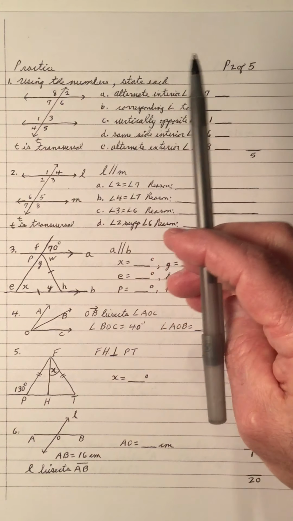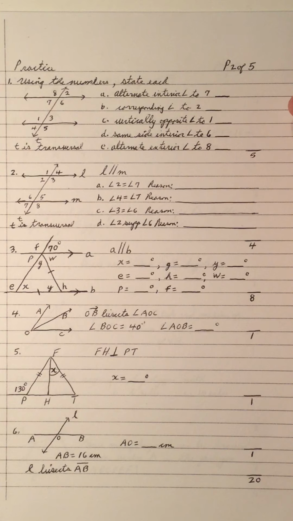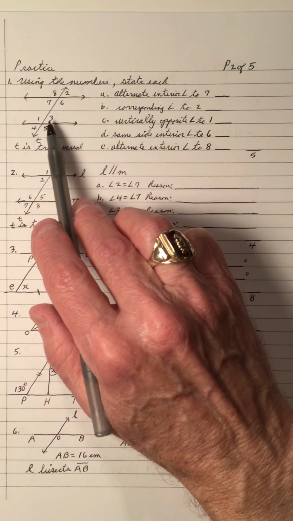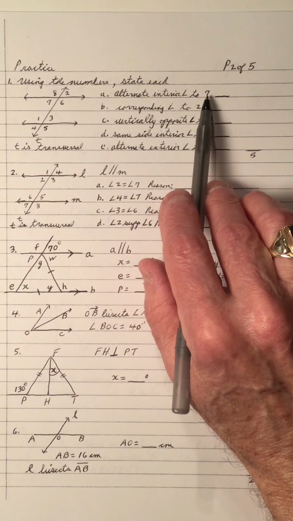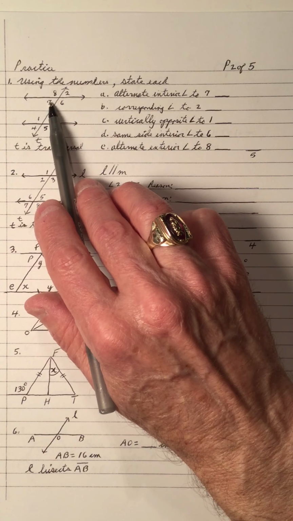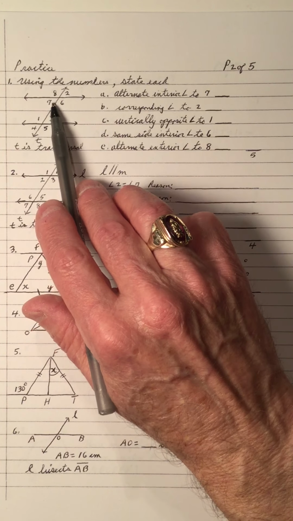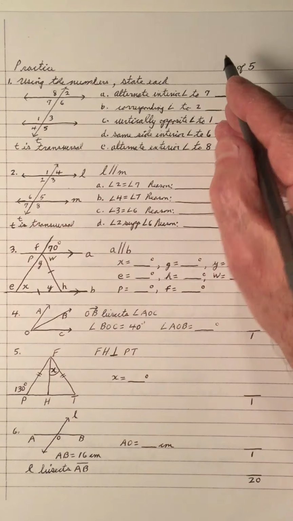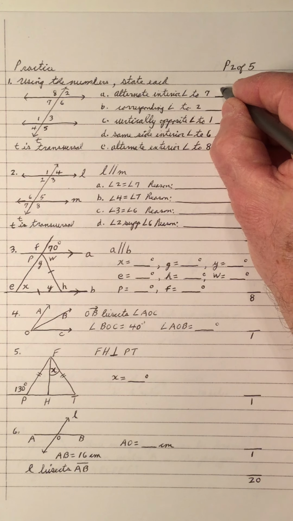Number 1, using the numbers, state each. So we have 2 lines. This is the transversal. We have these angles. Alternate interior angle to 7. Alternate means across the transversal, so interior are these angles here: 1, 3, 6, 7. Alternate to 7 is angle 3.